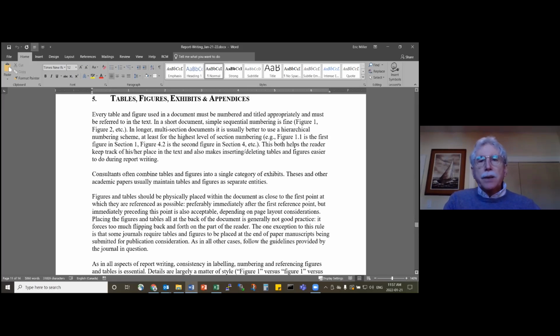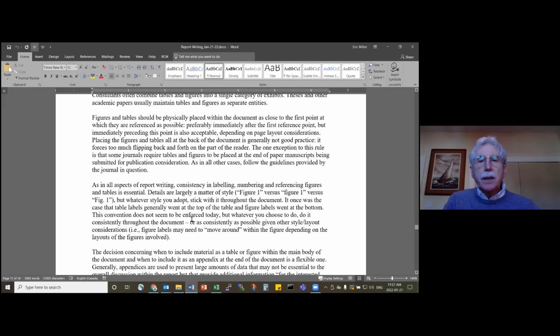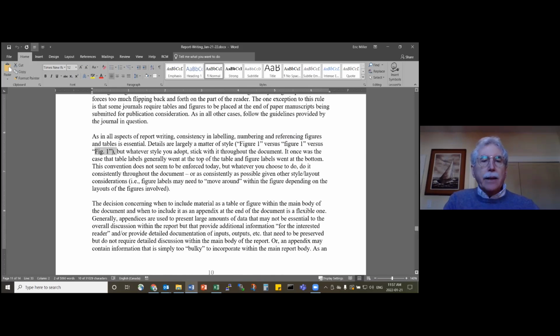Tables, figures, exhibits, appendices. I think the big thing here is to be consistent. If this is the way you talk about figures, always use that. Don't say figure 1 on one page and then fig. period 2 on the next page, that sort of thing.